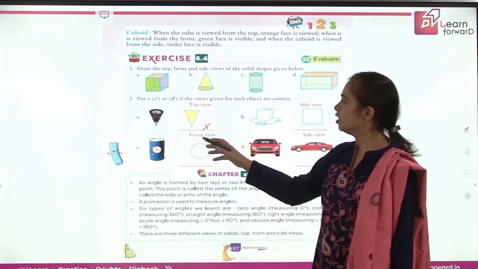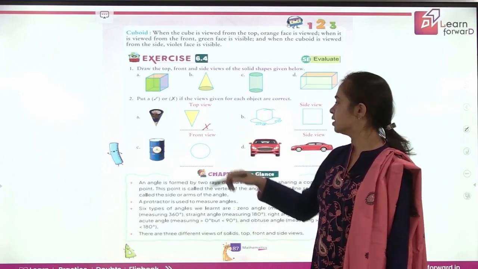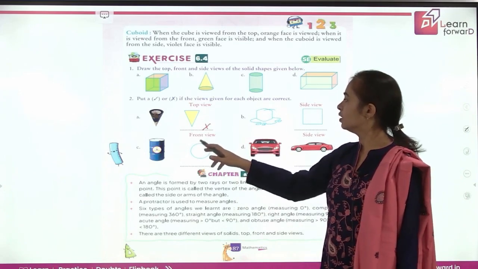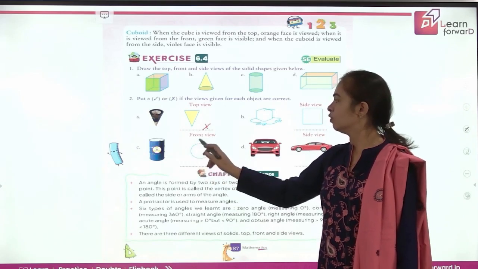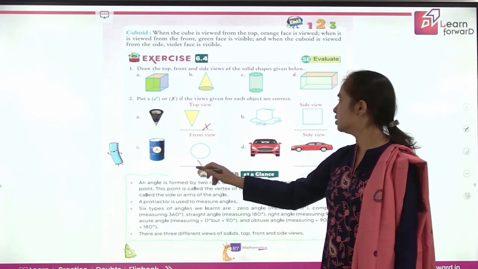And is it the front view? Yes, for this, what is the front view? The front view is not a circle. So even this is wrong.